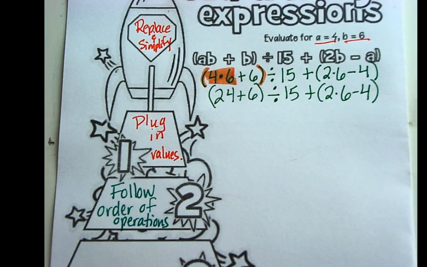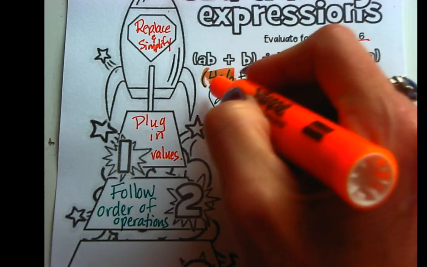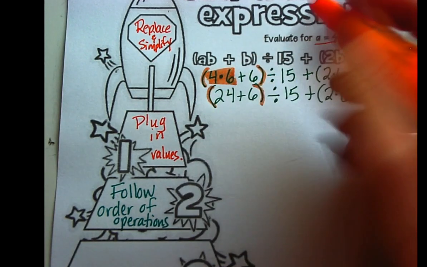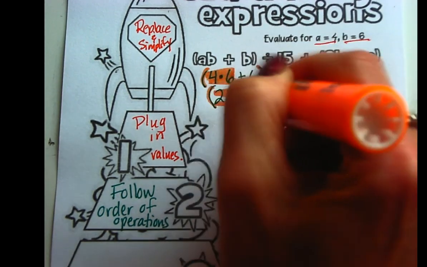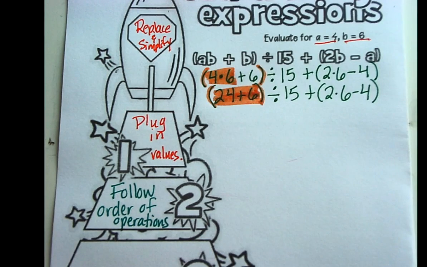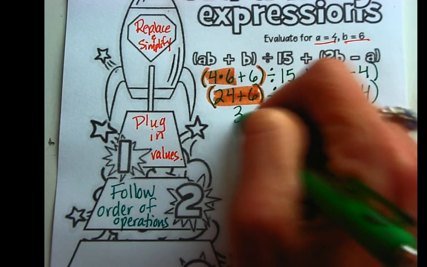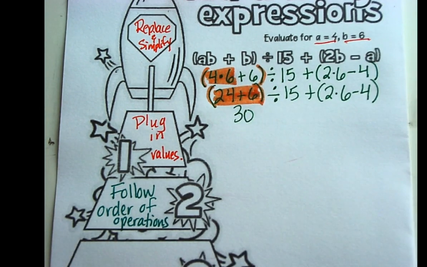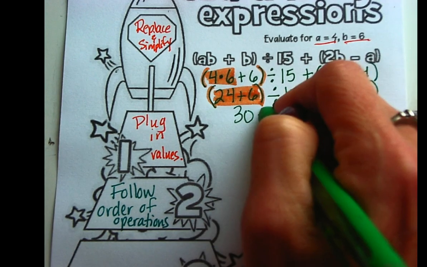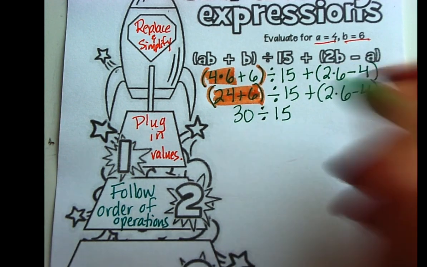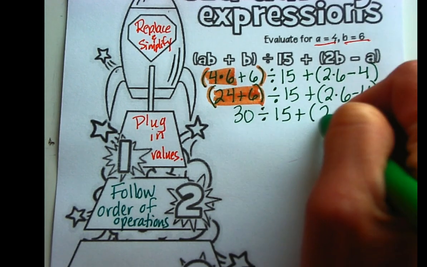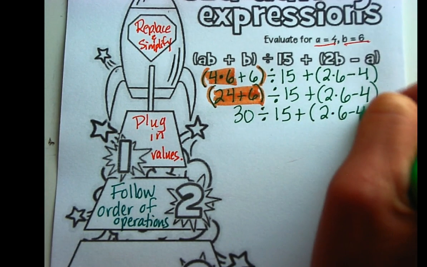All right, so now what am I going to do? Myra? We're going back to the grouping again, the first grouping, and we're going to do 24 plus 6, and what would that be? 30. So now we have 30. Now I'm not bringing down my grouping now because I've done everything. I've simplified what's inside the grouping symbol. So 30 divided by 15 plus parentheses 2 times 6 minus 4.